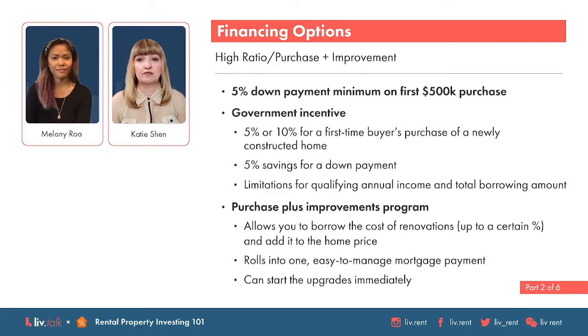There is also a government incentive available in addition to that program. The government incentive will top up 5% on the secondary market, or 10% for newly constructed homes. Buyers need to have their own 5% savings for the down payment, so that still stays. And there are limitations for qualifying income amount and total borrowing amount. So the program has pros and cons.